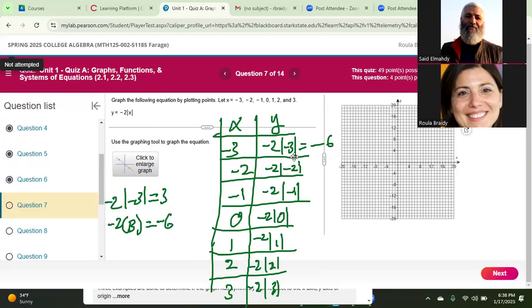Okay. Next one is -4. So this one -4, this one -2, this one is 0, -2, -4, and -6. Correct. Draw these points right. So we will do.